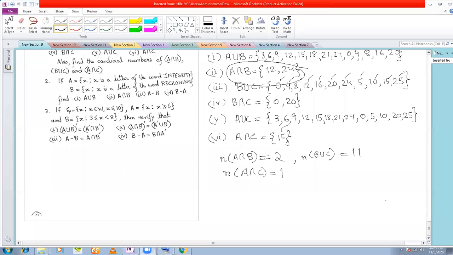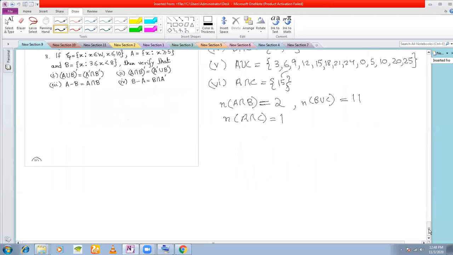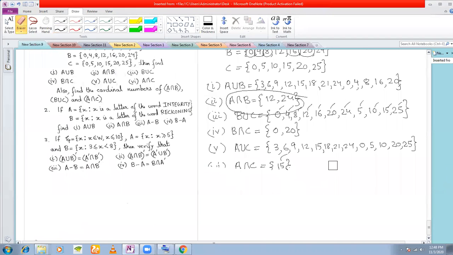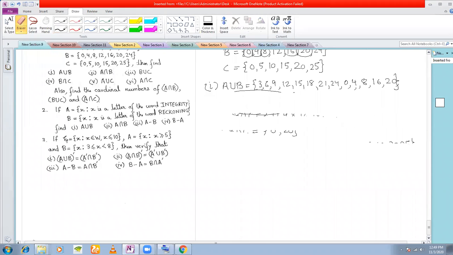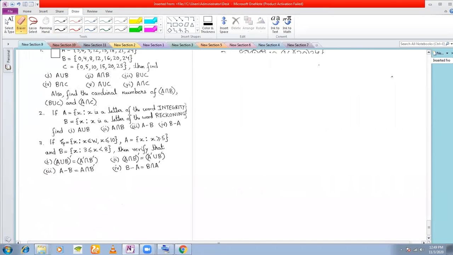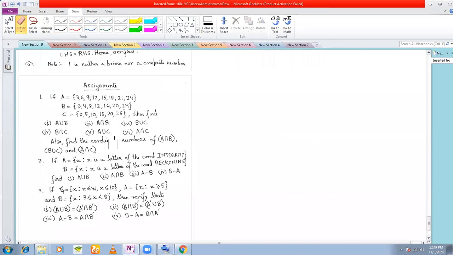So let us start with problem number 2. Now in problem number 2, you see two sets that are there, A and B. Both of these sets have been given to you in set builder form. You first write the two sets in tabular form.